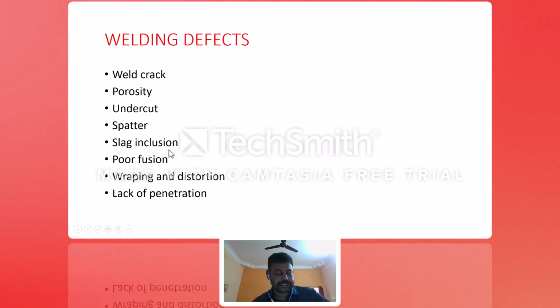Spatter: the metal melting point requires only a low temperature, so if you are giving more current, more temperature, you will get spatter. Slag inclusion means sometimes the electrode coating is there, and if that electrode is used for a long time, that slag will melt and be trapped in the weld metal, and finally it becomes slag. Poor fusion happens if the coating is not properly worked; the metal will get a poor fusion, sometimes called incomplete fusion. Then warping distortion. So this is a major problem.